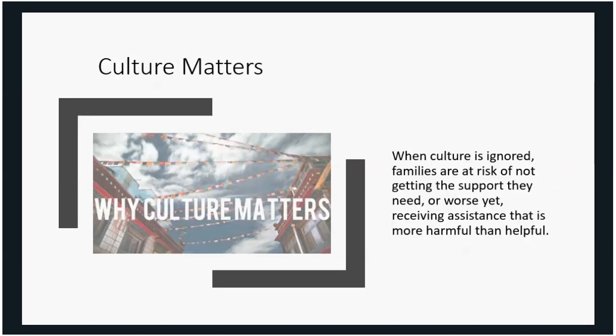So ultimately, by working proactively to try and address some of our biases, we're saying that culture matters. Our culture matters, but also the cultures of other people that we come into contact with. When culture is ignored, families are at risk of not getting the support they need, or worse yet, receiving assistance that is more harmful than helpful.